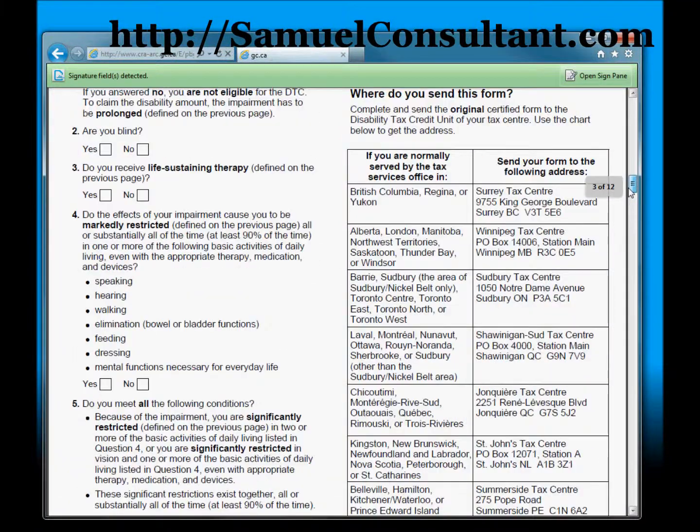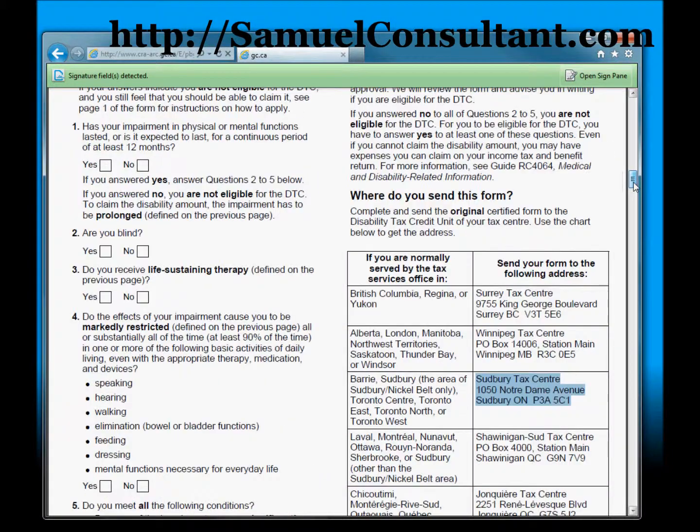So once you finish doing that, you could mail your application, depending on where you are. From where I am, I'm in Toronto, Ontario. So if you're also in Toronto, Ontario, you could mail that to the Sudbury Tax Center. Okay. Well, most of my clients simply follow that process and got their disability tax credit approved.